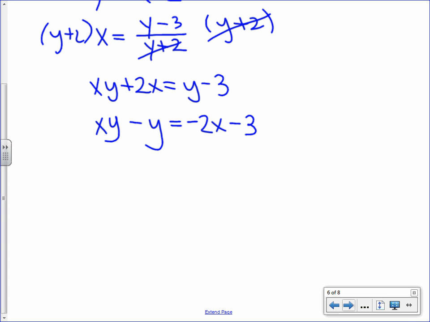Can't divide by x. Can't divide by a variable. Look at the left side. What do both of those terms have? They both have a y, which means it can be factored out. We can factor out a y. Okay. Now, how do we solve for y?